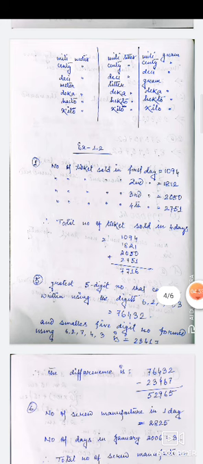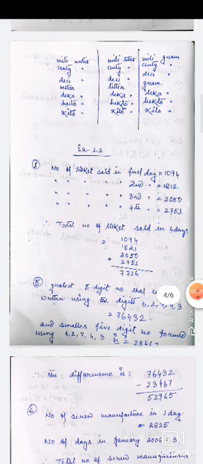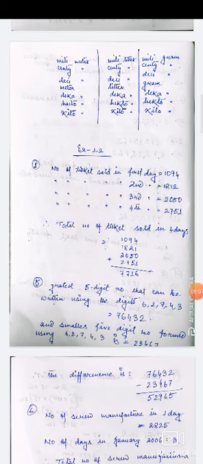Okay. If we come upward, that means kilo to hecto, we have to multiply by 10. Hecto to deca, we multiply by 10. Deca to meter, we multiply by 10. Meter to deci, we multiply by 10. Deci to centi, we multiply by 10. Centi to milli, we multiply by 10.